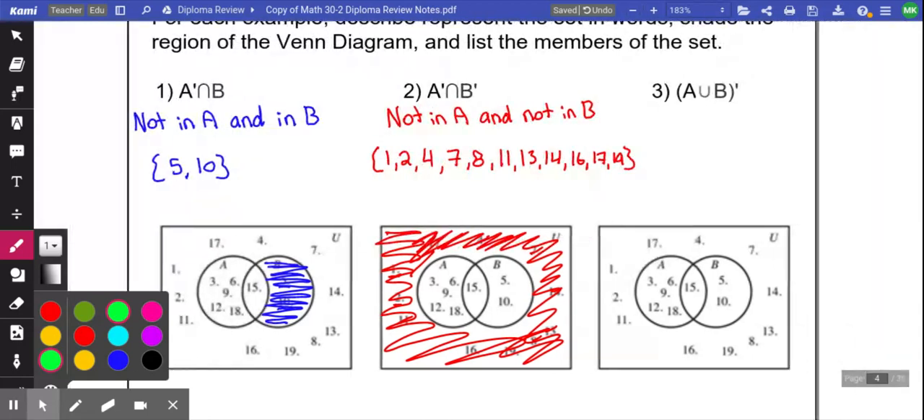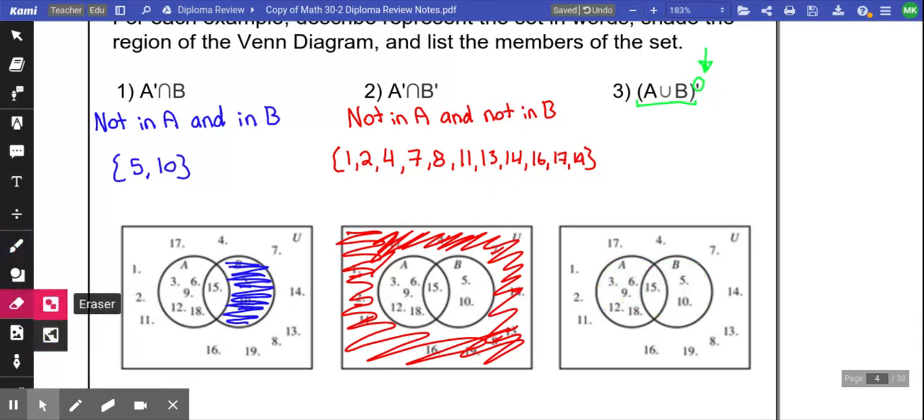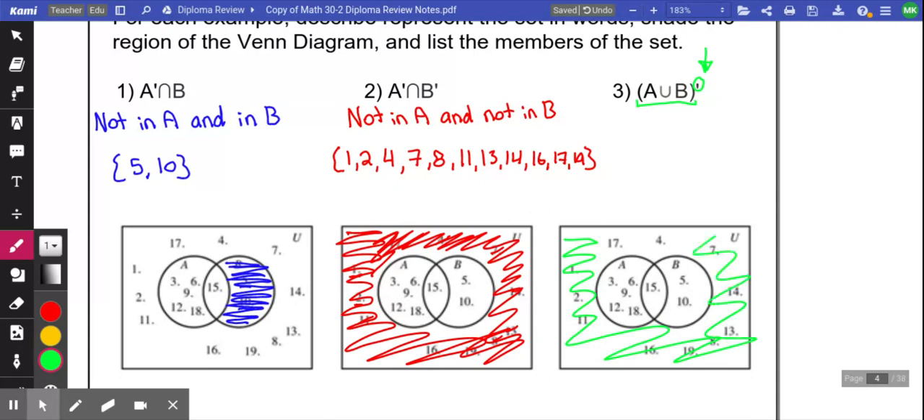The third one, always do inside the brackets first and then do not that. So the inside the brackets is A or B. If you think about this, that would be any number in A or any number in B. But then we want to not be that. So you're looking for the opposite of what I just shaded. Numbers that are not in A or B would be the outside, just like the question before. So even though these two sets might look completely different, they're actually the same result. So they're equivalent sets. Awesome.